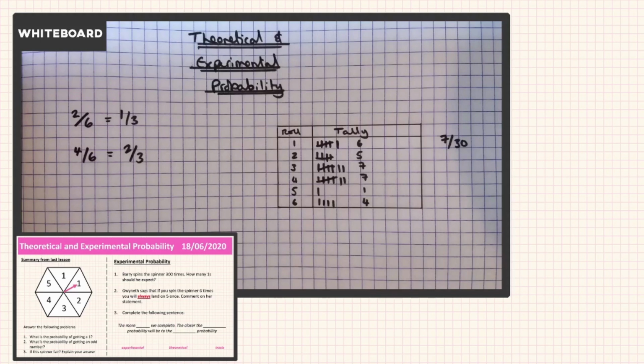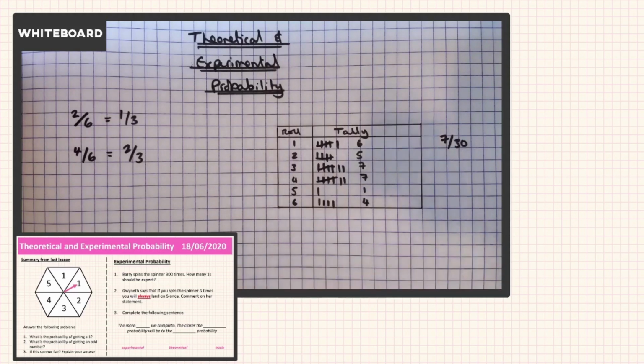Now, the last question is, is the spinner fair? Explain your answer. Well, if we look, there are 2 1s on that spinner. So that means that spinner is not a fair spinner. It is a biased spinner. You are more likely to land on a 1 than you are on the other numbers. Therefore, that spinner is not fair.